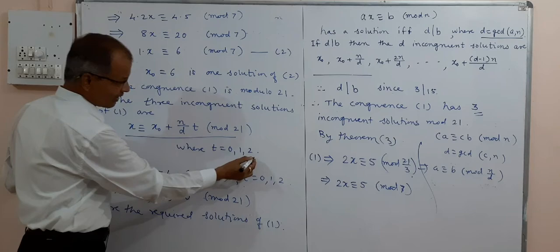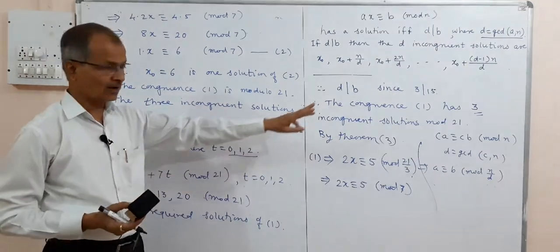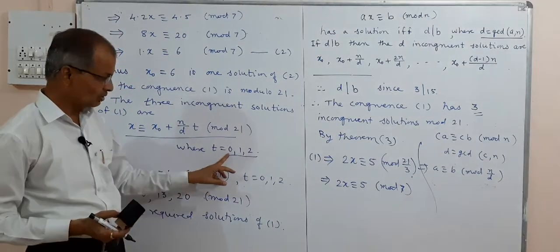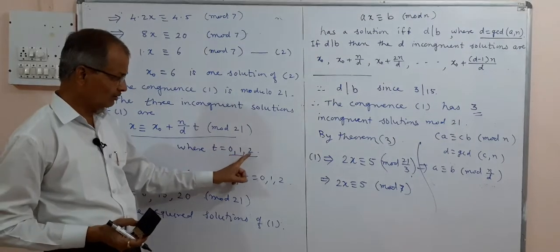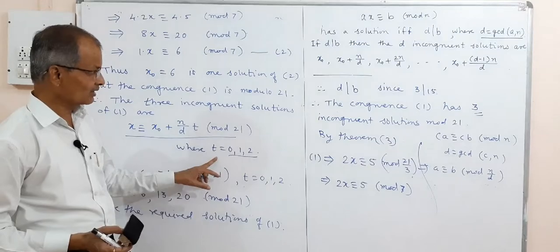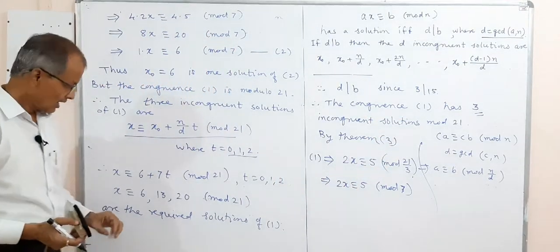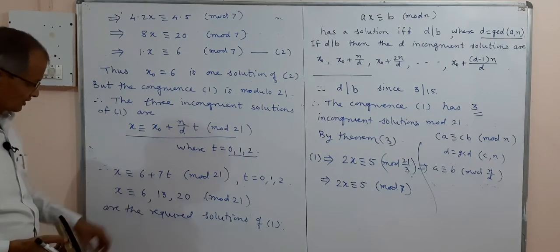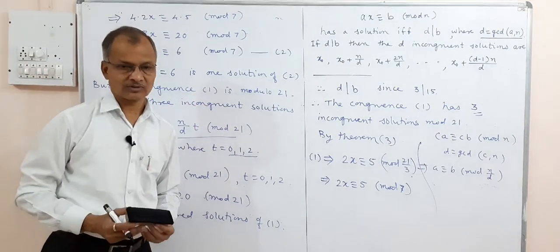And why have we considered values of t as 0, 1, 2? Because there are only 3 solutions. If there are 2 solutions, we have to consider 0 and 1. If there are 4 solutions, we have to consider 0, 1, 2, 3, etc. So these values of t depend on the number of solutions, starting with 0, and that gives the required incongruent solutions. You may check by putting these values in the original congruence.